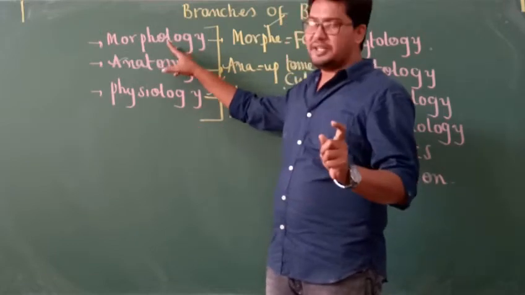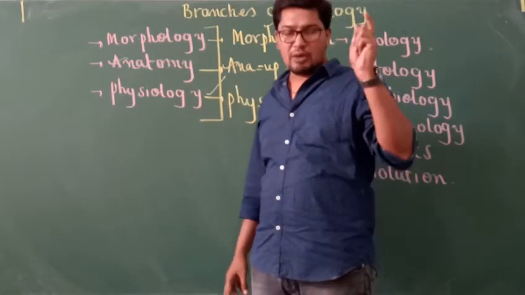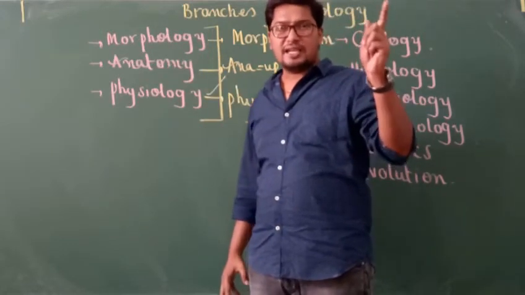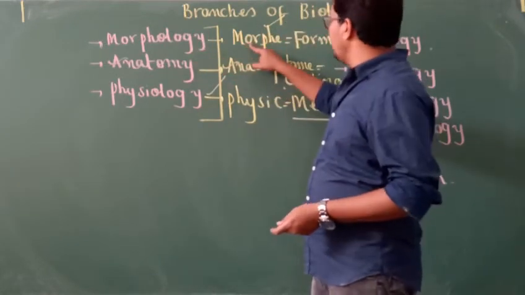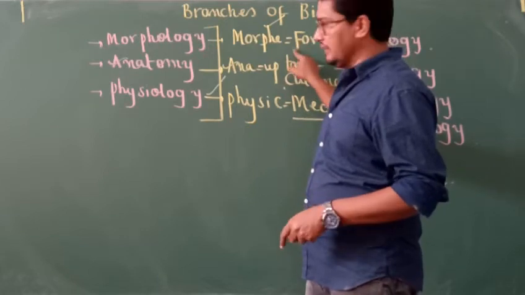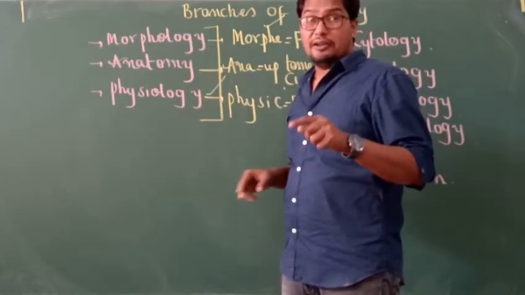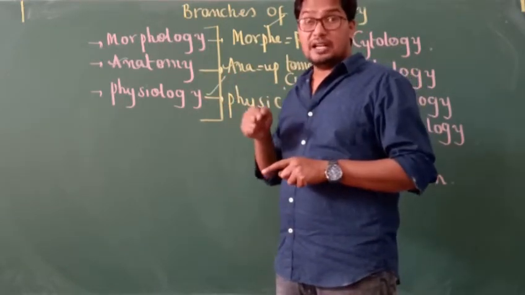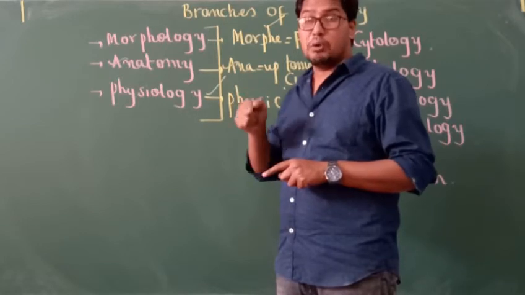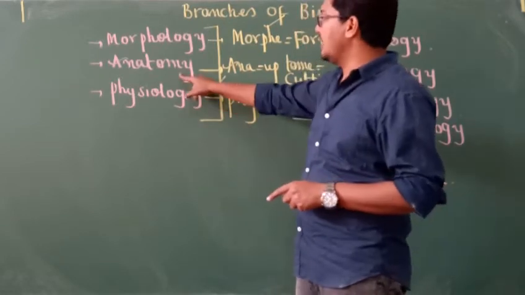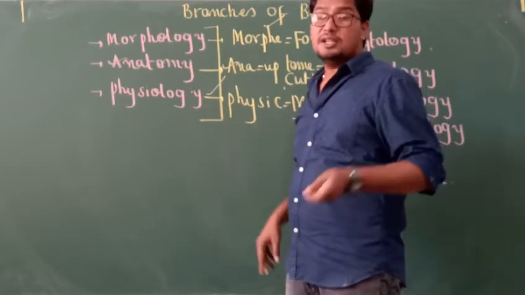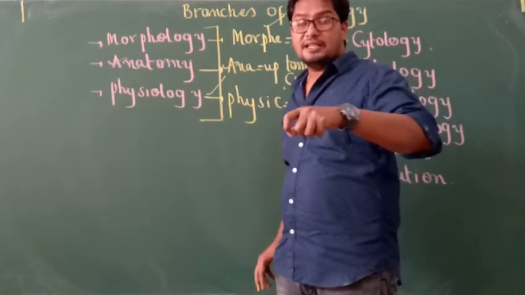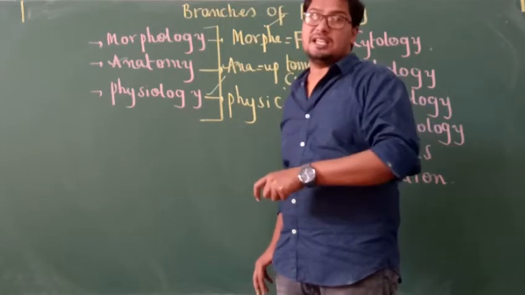Okay, so let me repeat, what is morphology? Morphology is the study of external appearance of an organism. So morphe means form, logos means study. What is anatomy? Anatomy is the study of internal organization of the body systems. And physiology always deals with what? The mechanism behind a metabolic activity.